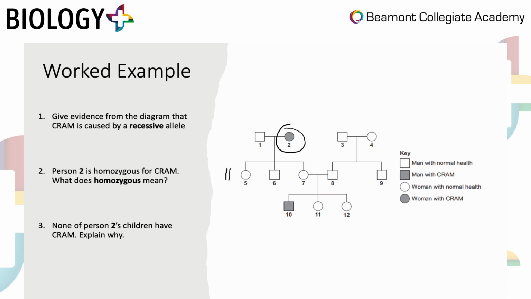Question 3. None of person 2's children have cram. Explain why. This would be because of person number 1, their father. The father would have a dominant allele, and the children will inherit the dominant allele from their father.